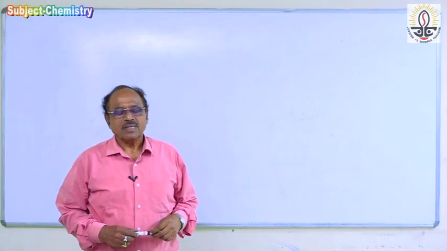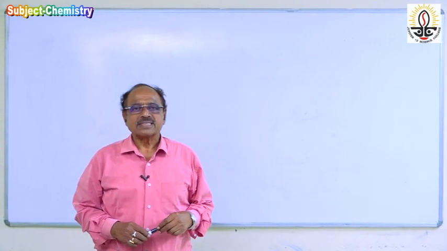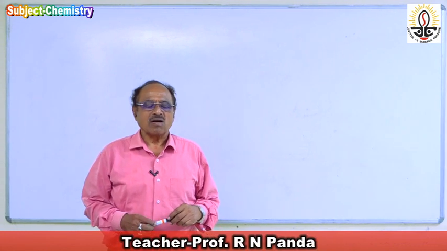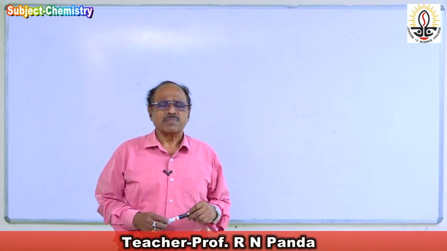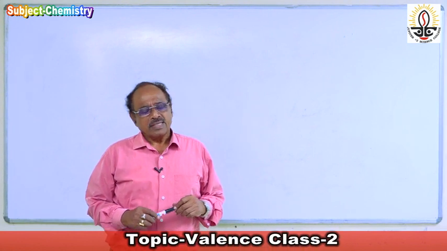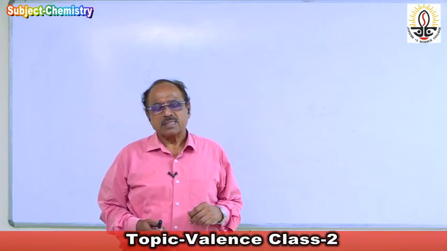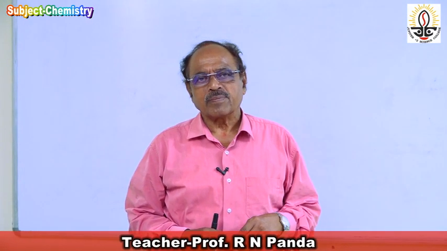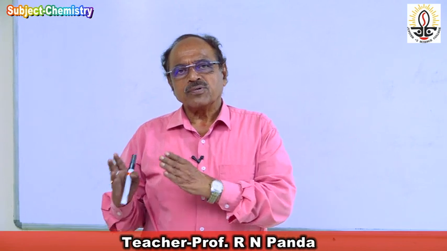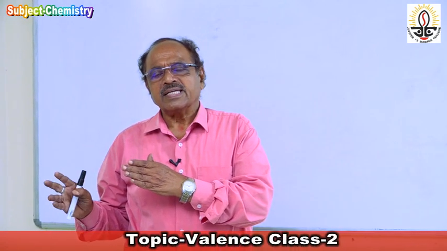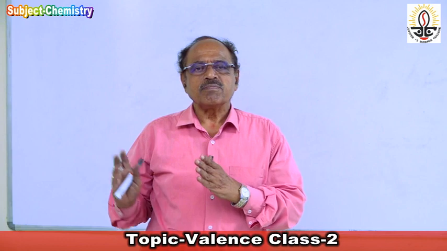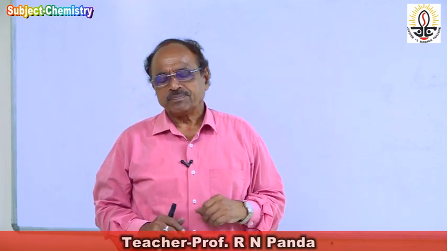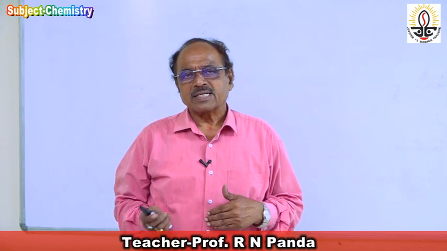Dear children, we were discussing the valency of the elements and how to find out the valency of the elements from the periodic table. In the modern periodic table, the elements belonging to group 1A and 2A are normal elements. 3A, 4A, 5A, 6A, 7A and the 0 group in the extreme right of the periodic table are also called normal elements.